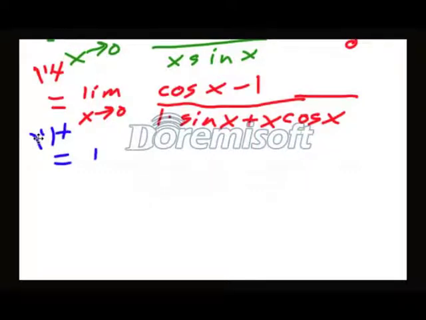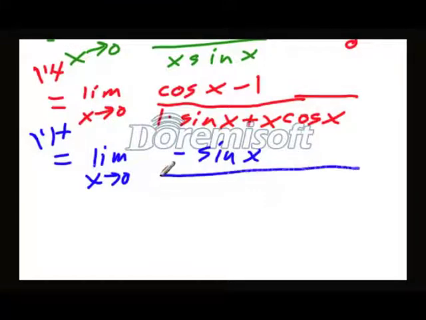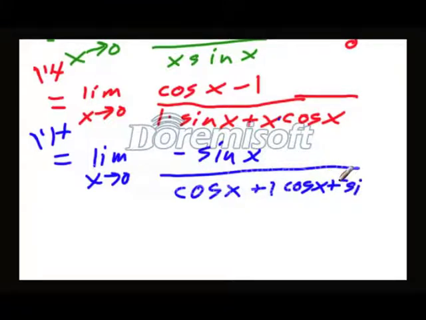L'Hopital, the limit as x goes to 0. Derivative of cosine is negative sine of x, and the derivative of 1 is 0. And our denominator, we have sine, so its derivative. And here we've got to go again, product rule. So derivative of x is 1 times cosine of x plus the derivative of cosine, that's negative sine, times x.